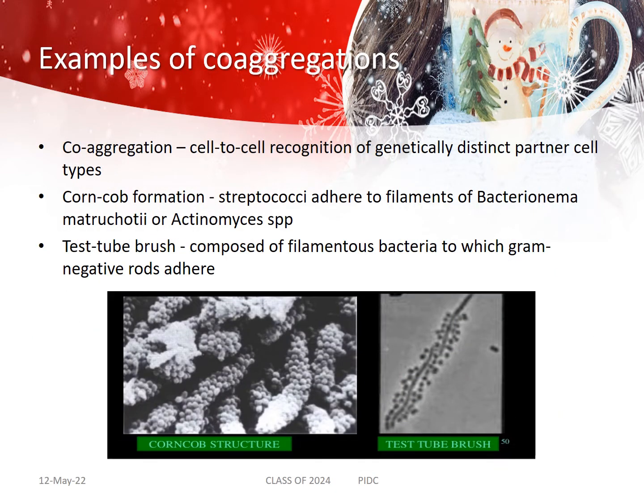So examples of co-aggregation, where primary colonizers and secondary colonizers get attached, is by means of cell-to-cell recognition of genetically distinct partner cell types. There could be two co-aggregations found in the microscope. One is streptococci, where you can see small beads attached to each other. This is attached to the central structure of actinomyces. Since this attachment looks like a corn, it's called corn cob formation.